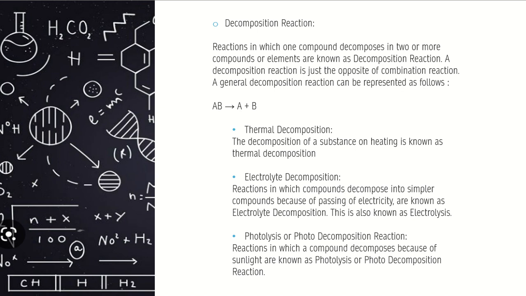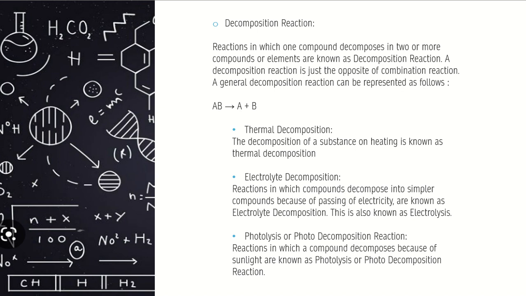There are three types of decomposition reactions. Let me talk about all of them. Thermal decomposition is when the decomposition of a substance takes place on heating it. For example, CaCO3, when you heat it, produces CaO plus CO2.